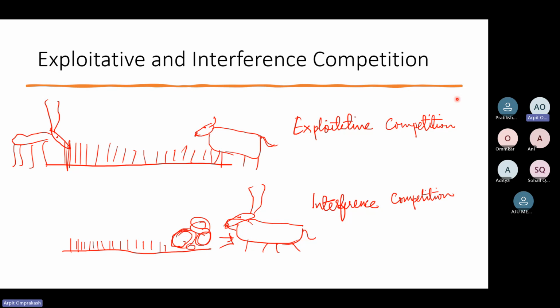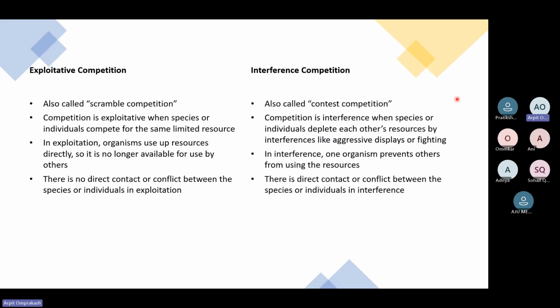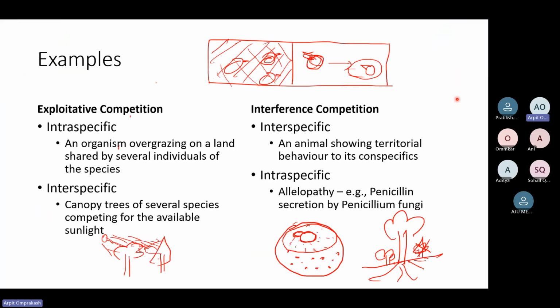Right. So when the cows come in, let's say the humans are building a wall, and that's where you're interfering, or there are dogs that are barking and chasing away the blackbucks. There's interference, and there's a denial of access to the resource. Right. In exploitation, organisms are using a resource. In interference, one organism prevents the other from using the resource. Right. In exploitative competition, there's no direct contact. In interference competition, there is direct contact or a conflict. So these are the main points.